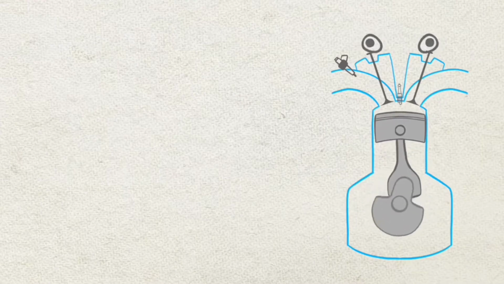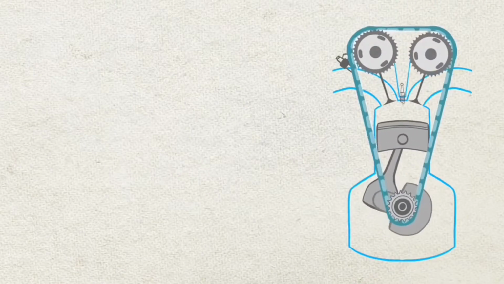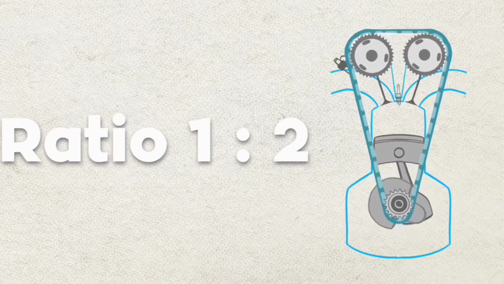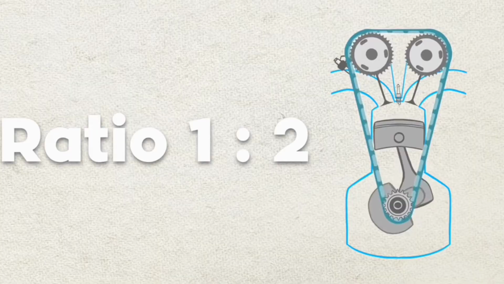Furthermore, at the front of the engine, there is a timing belt or timing chain, which functions to transfer the rotation from the crankshaft to the camshaft, so that the camshaft can rotate and press the valve with a rotation ratio of 1 to 2.